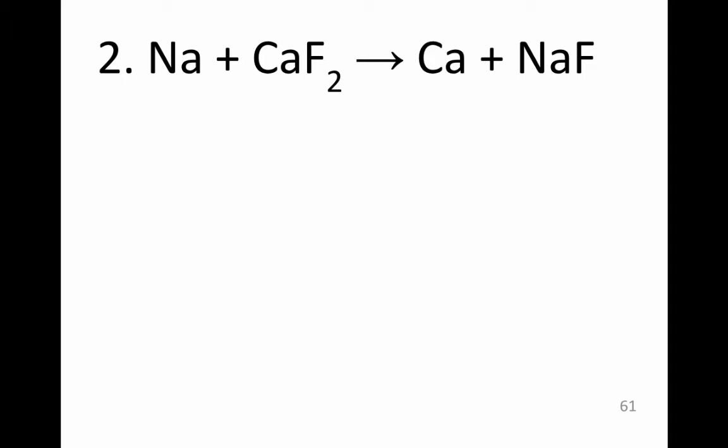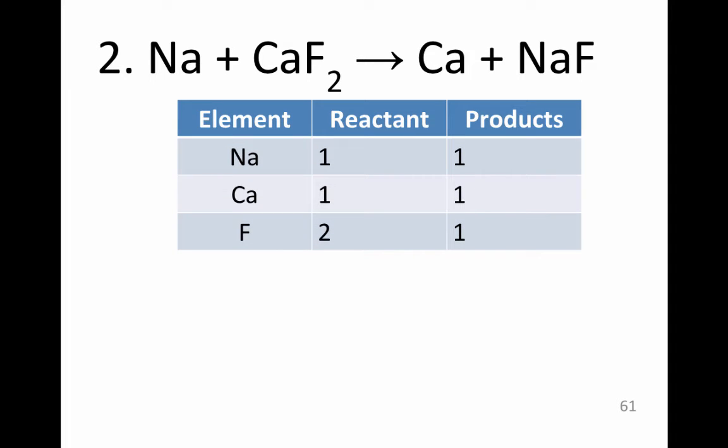So looking at this example, if we're going to do the table method, we recognize that we have sodium, calcium, and fluorine as elements. On the reactant side, we have 1 sodium, 1 calcium, and 2 fluorine. On the product side, we have 1 calcium, 1 sodium, and 1 fluorine. So if I add a 2 in front of sodium on the reactant side, I change my table to reflect that now I have 2. I also then have to add a coefficient to the product side and change my table to reflect that.